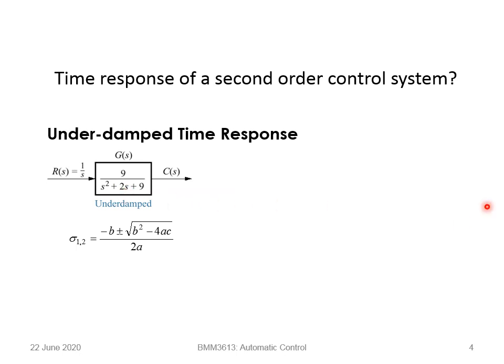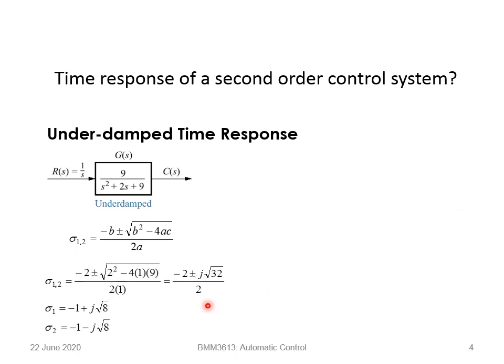So what has changed? If we calculate the position of the poles, we find that now we don't have any more a real component in terms of the roots. So our roots now are sigma 1 equals minus 1 plus j square root of 8 and sigma 2 equals minus 1 minus j square root of 8. So we have this complex component of j square root of 8, right? So where does this component come from? It comes from the terms inside the square root, b squared minus 4ac.